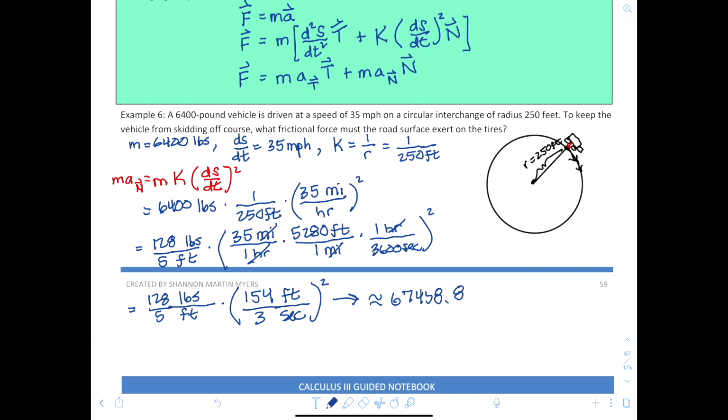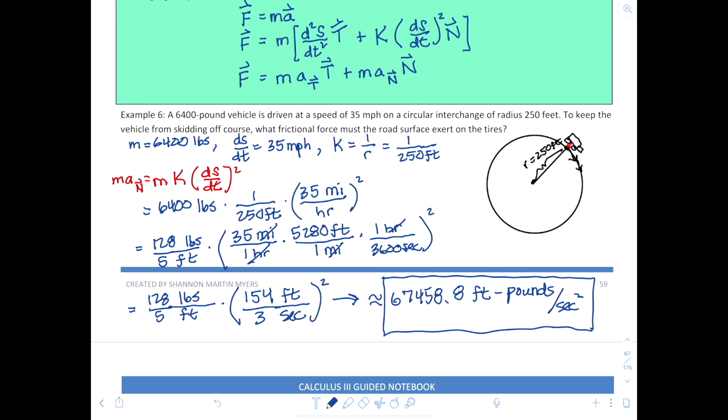And we end up with the pounds staying. The foot in the denominator divides out. So you end up with, well, not really linear foot, but it's foot-pounds per second squared. And so that's how much force needs to be applied to keep this truck on the road. That's how much frictional force.